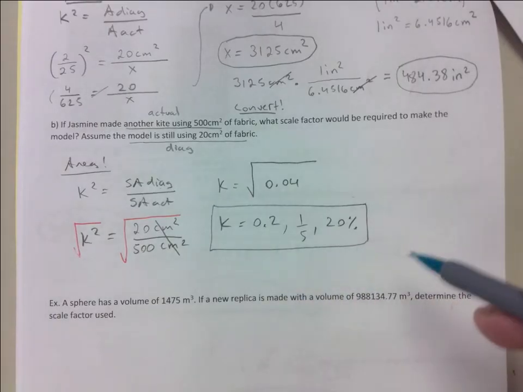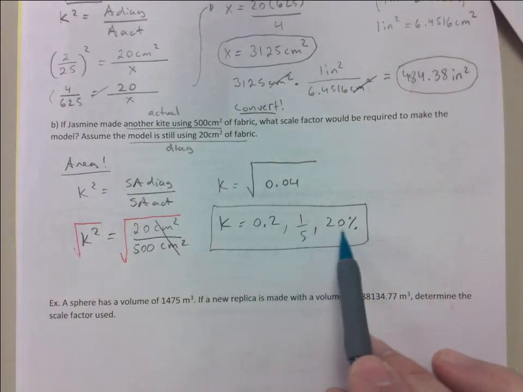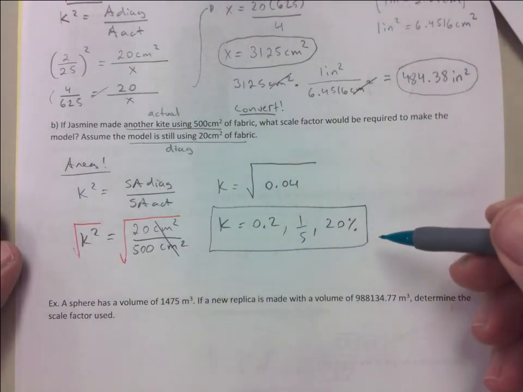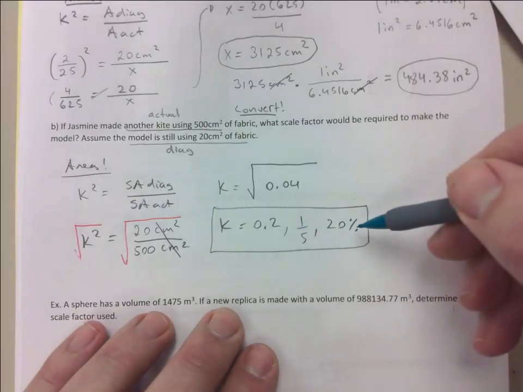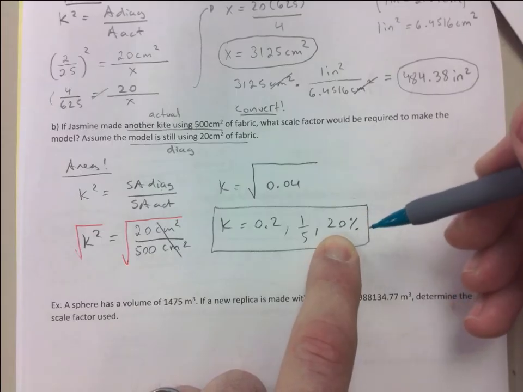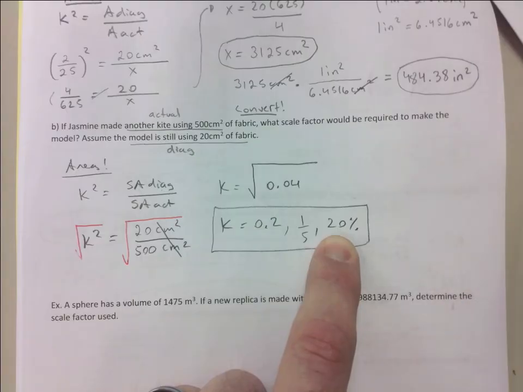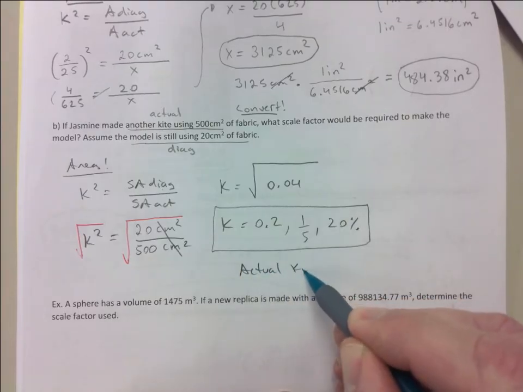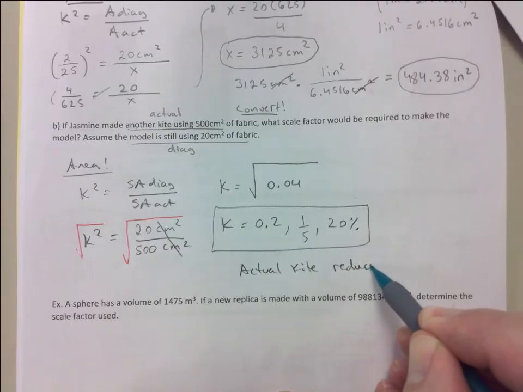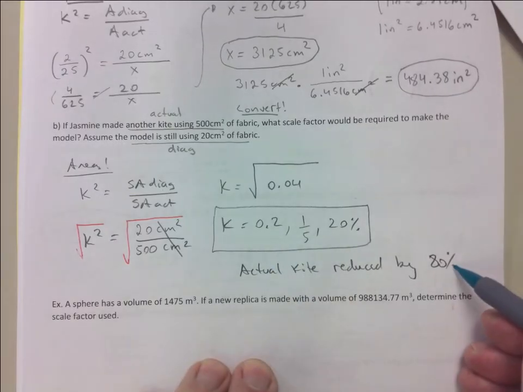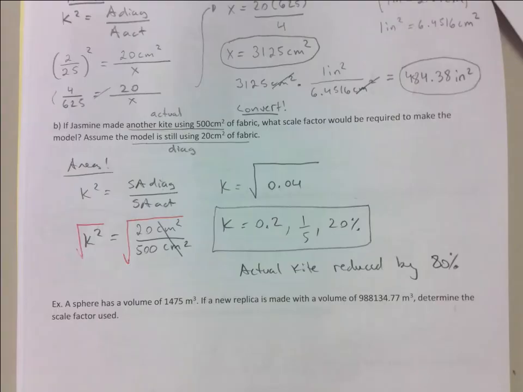If you do your homework, it's a good habit to do all three. If it's a test or a quiz, I wouldn't do it, because if you make a mistake, then you might lose marks for a rounding error. Okay. What does this tell us again? There's a reduction, right? By 80%. So the actual kite has been reduced by 80%. So you have to get to your scale factor to be able to answer that.